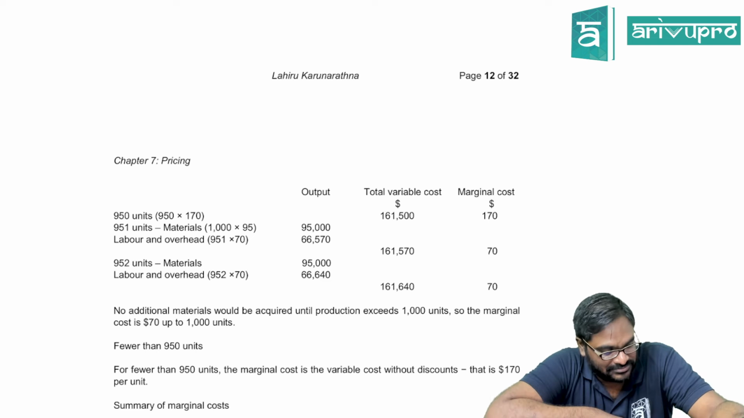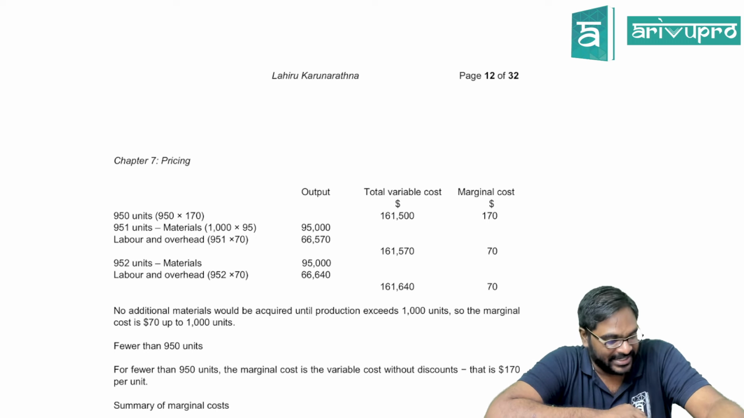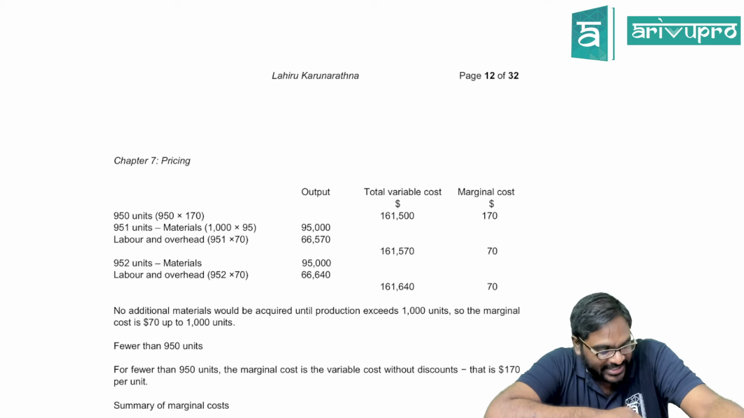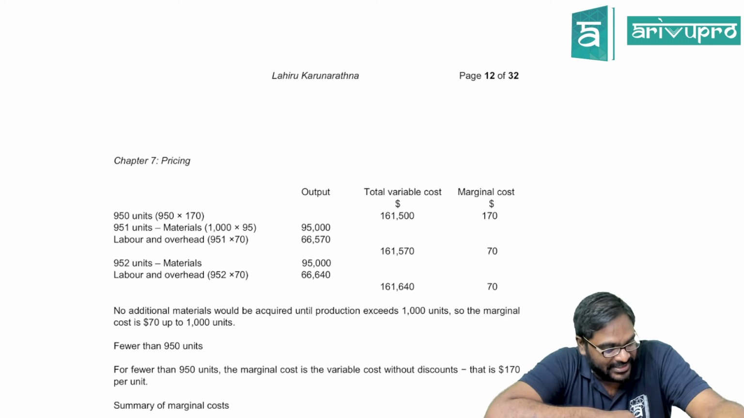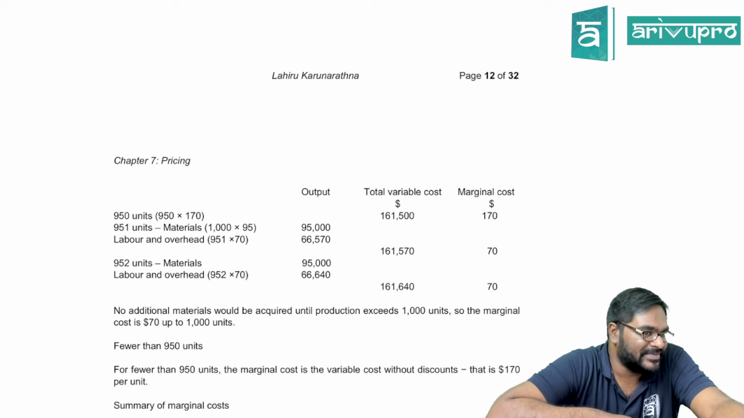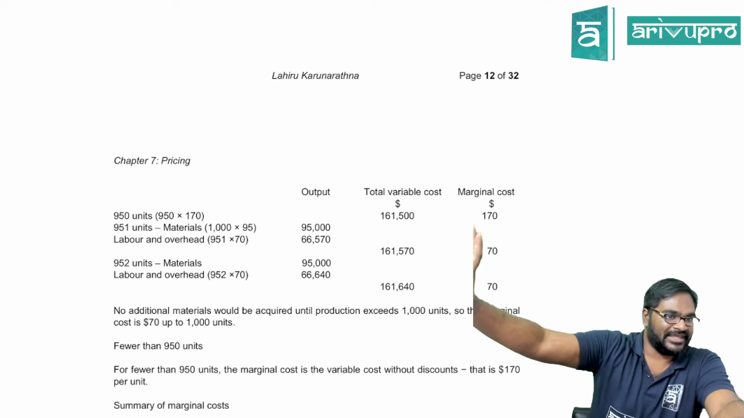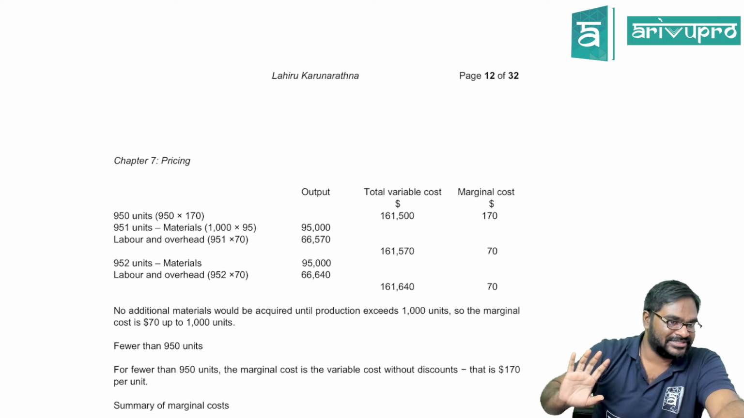Second part, so 951 units to produce 1000. Into 95 means you anyway purchase 1000 kilograms of material at 95. So that you have already incurred. Then the labor cost would be incurred for the balance units also. And the overhead will be incurred. So these two, irrespective of your material discount, you will incur in the same way. So that cost would be anyway there for each product that you produce.